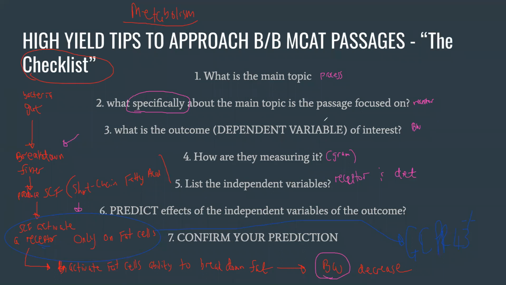After you do step number 2, you're going to find out the outcome of interest, like what is the dependent variable, what is being affected, and then you're going to see how it's being measured. Then you're going to find out what the independent variables are, the things that are affecting the dependent variable, and then you're going to predict the outcome and the effects of the independent variables, and then confirm your prediction with the results.